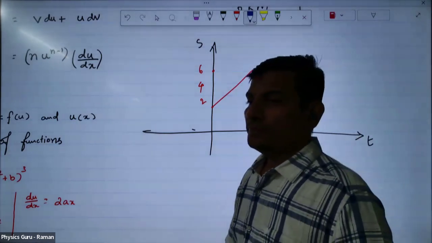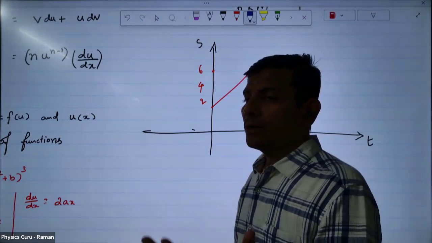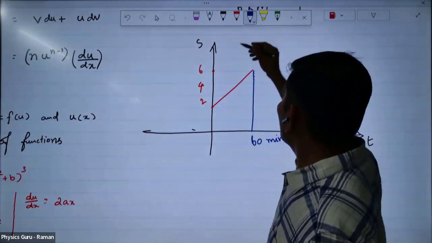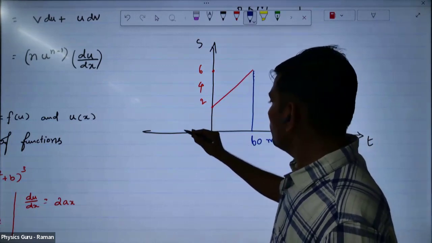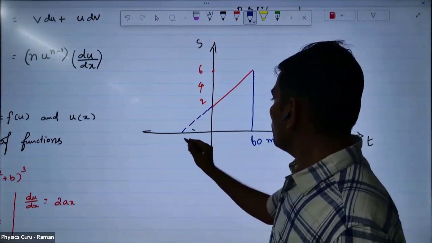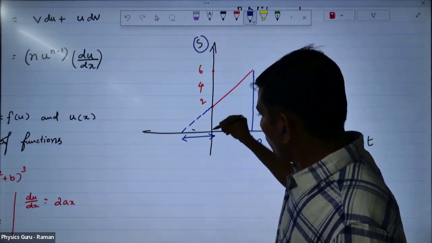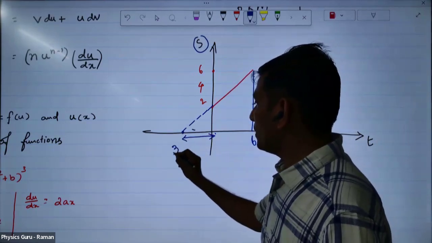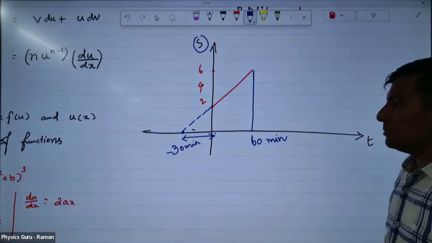Got it? So how do I calculate when he might have started? It's very simple. If you extend this line, where will you reach? On the time axis you will have some extra information, but on the displacement you will come down to 0. So this time should be marked as 30 minutes. Since it is on the negative time, it can be marked as minus 30.